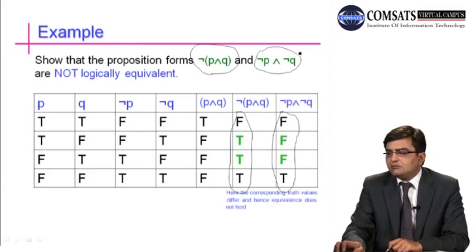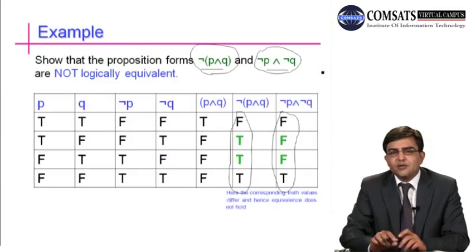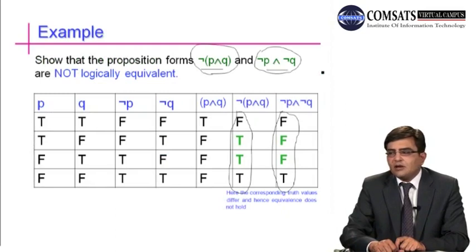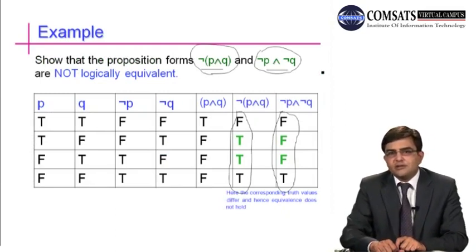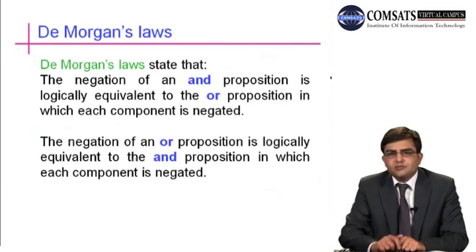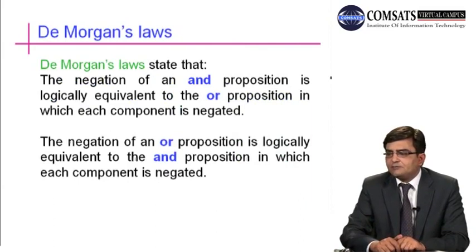So we have proved in this example that the two compound propositions are not logically equivalent. Now this was the first method to prove logical equivalence of two compound propositions. In the other method, we use some rules of logic to prove logical equivalence between two compound propositions, which we will study later. Now, De Morgan's laws.